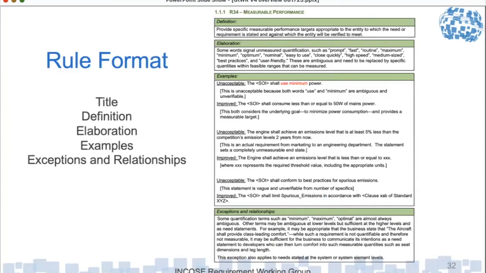So the rules are formatted, like I said, with one of the changes being that we have a very distinct name now for each rule. We have a clear definition for each of those rules, some elaboration, and then we give examples of unacceptable and improved. And then if there are any exceptions or relationships, we include them. So for all 42 rules, you'll see this kind of format in the guide.